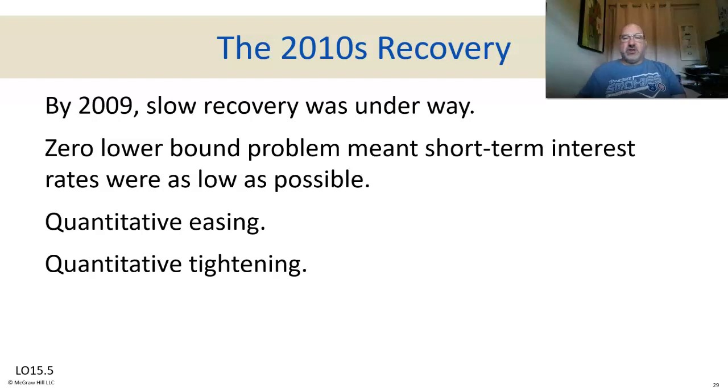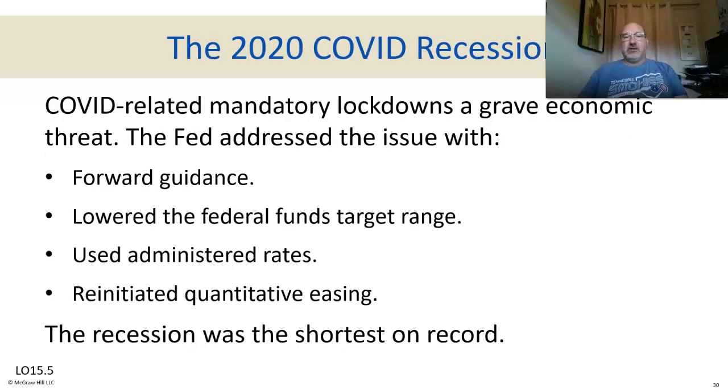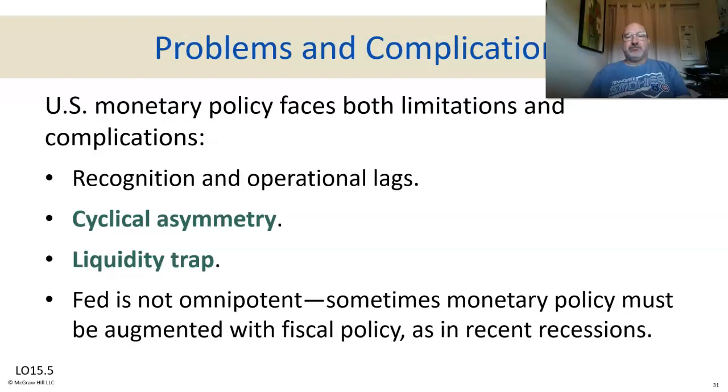And then the 2010s recovery. By 09, slow recovery was underway, and zero lower bound problems meant short-term interest rates were as low as possible. We had quantitative easing and quantitative tightening. The 2020 COVID recession: COVID-related mandatory lockdowns were a grave economic threat. The Fed addressed it with forward guidance, lowered the federal funds target range, used administered rates, reinitiated quantitative easing, and the recession was the shortest on record.